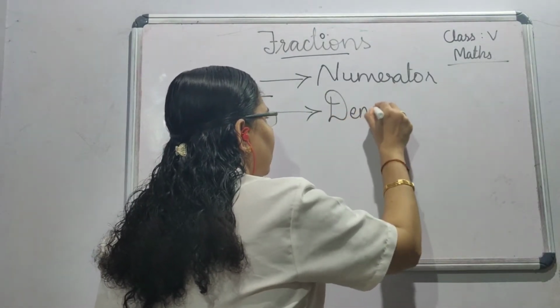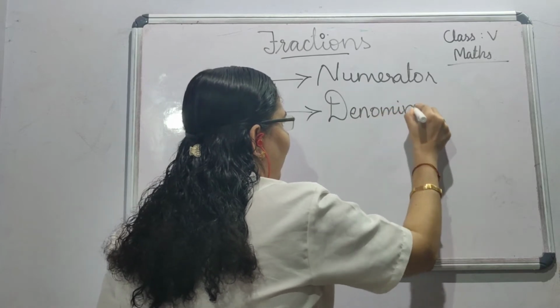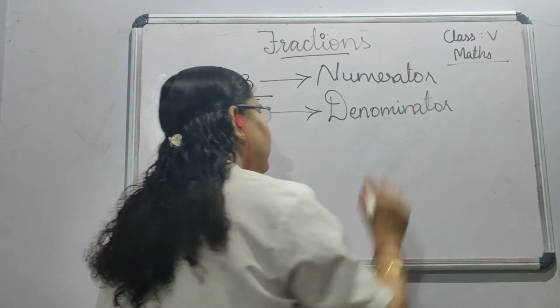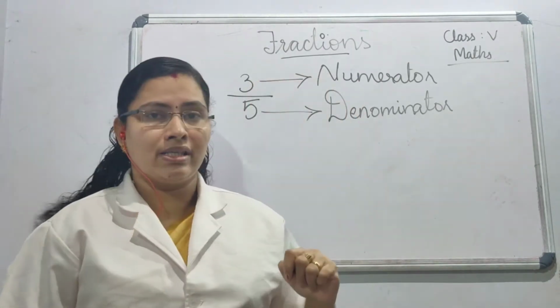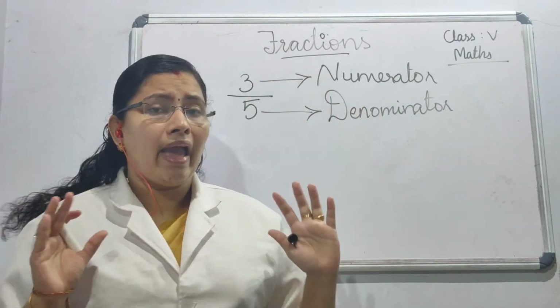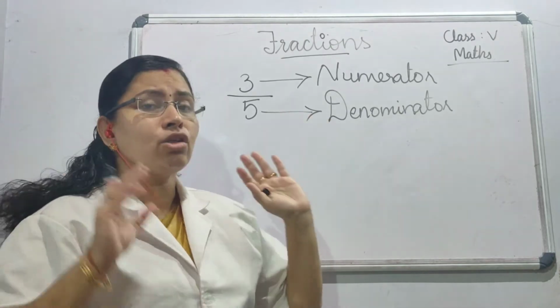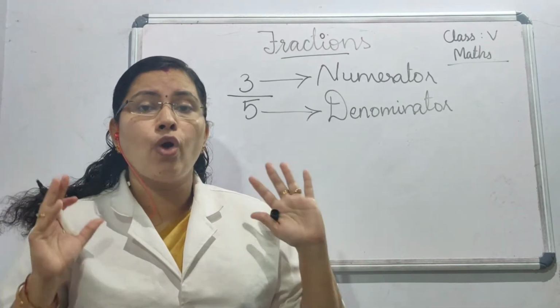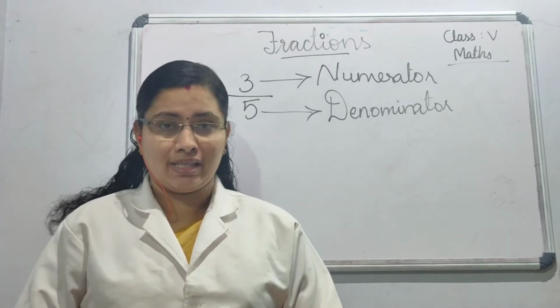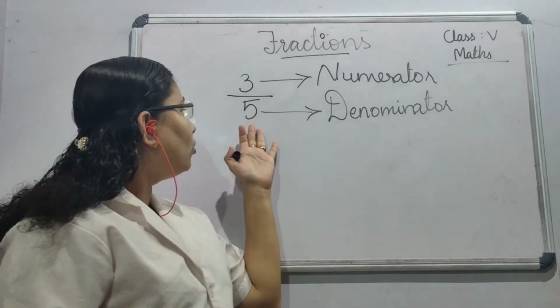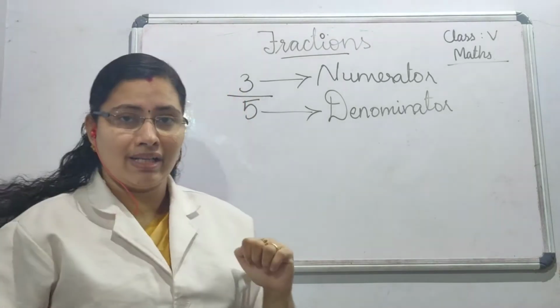Okay, denominator. So a fraction will be having two parts. Okay, a fraction represents part of a whole which is divided into equal parts. Okay, so out of 5, 3 parts.